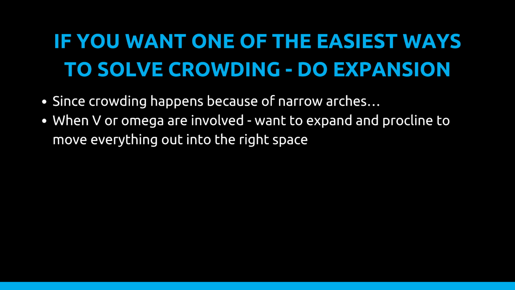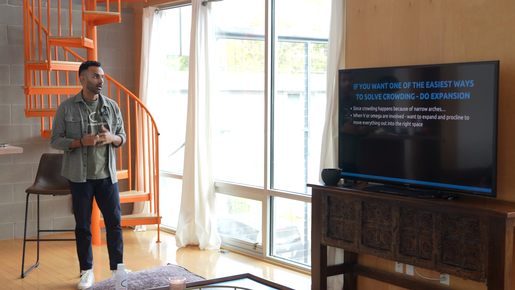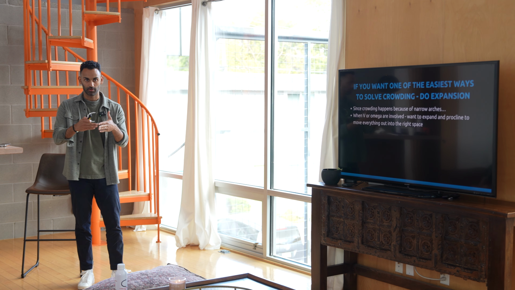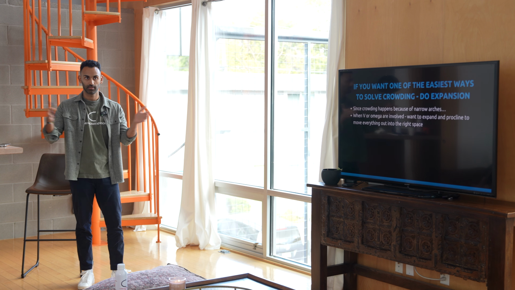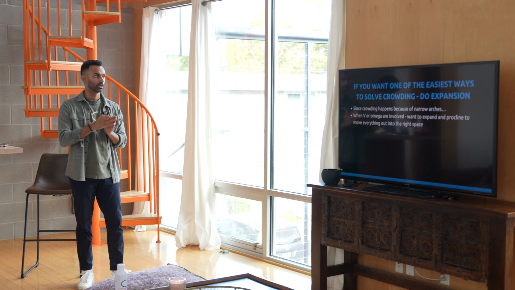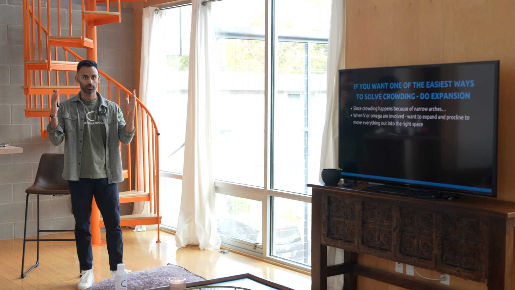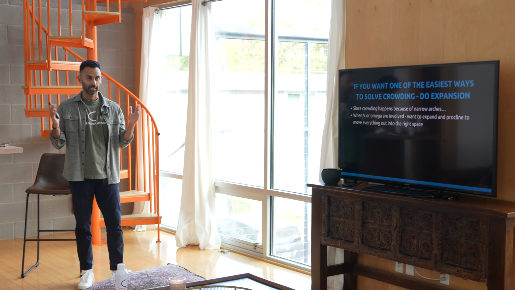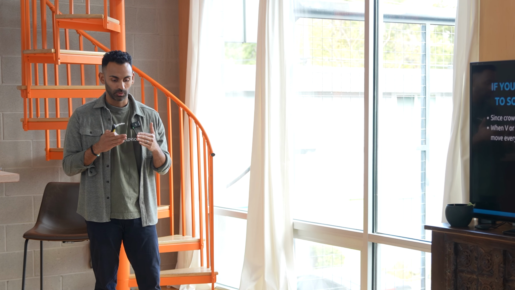Now, an easy way to solve crowding would be expansion, right? Since crowding happens because of the narrow arches, since they're narrow, just make them not narrow. But when you do that, you're going to want to expand and basically procline everything out, okay? So that narrow V arch, you would basically be moving everything to the buccal, and that would create that space.